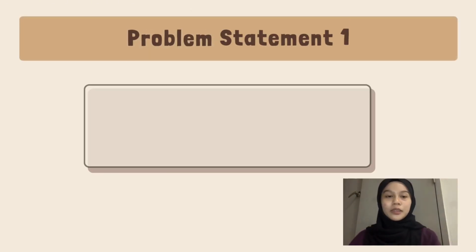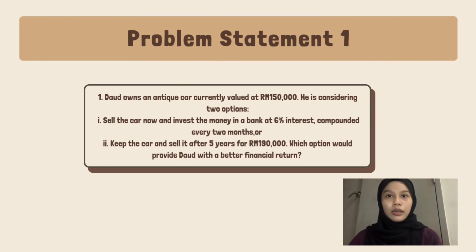So here is the problem statement of compound interest. Daud owns an antique car currently valued at 150,000 ringgit. He is considering two options. First, sell the car now and invest the money in a bank at 6% interest compounded every 2 months. The next option is to keep the car and sell it after 5 years for 190,000 ringgit. Which option would provide Daud with a better financial return?